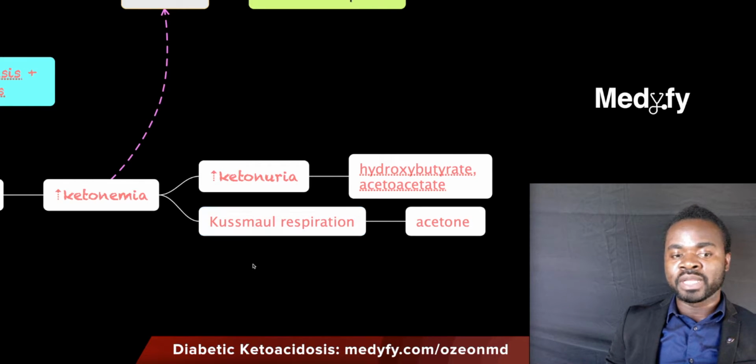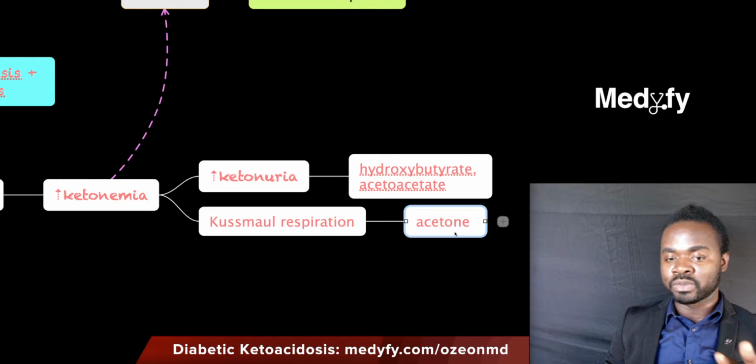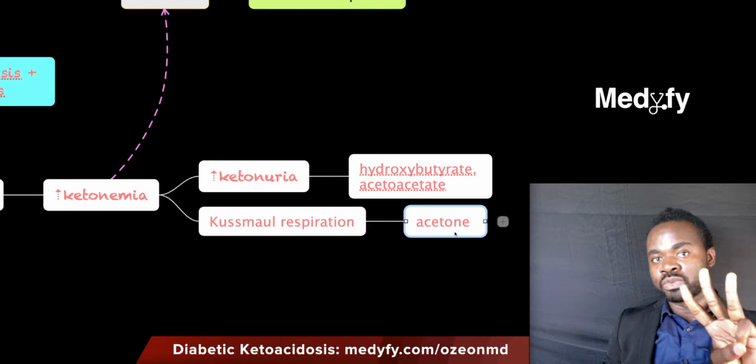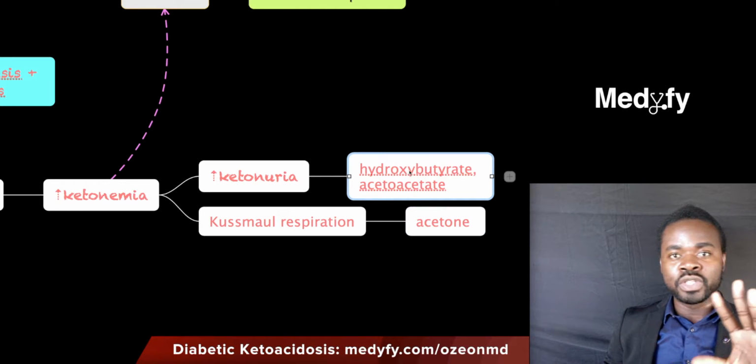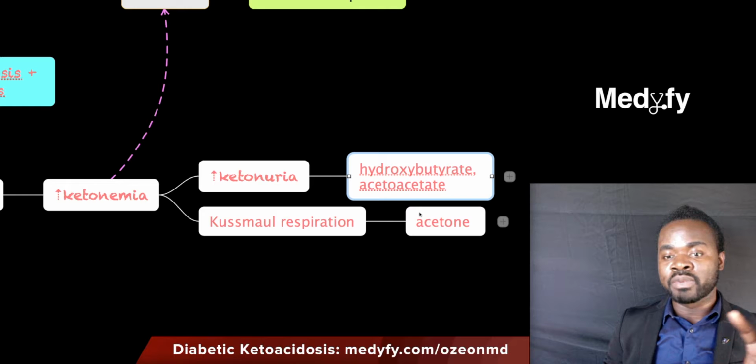The form that you can expel of ketones is called acetone. Now recall there are 3 forms of the ketones: acetone, acetoacetate, and hydroxybutyrate. You need to understand of these 3, where do they appear the most?